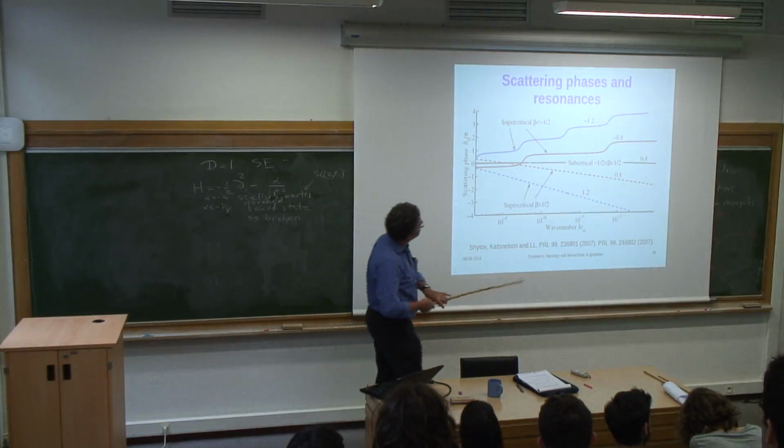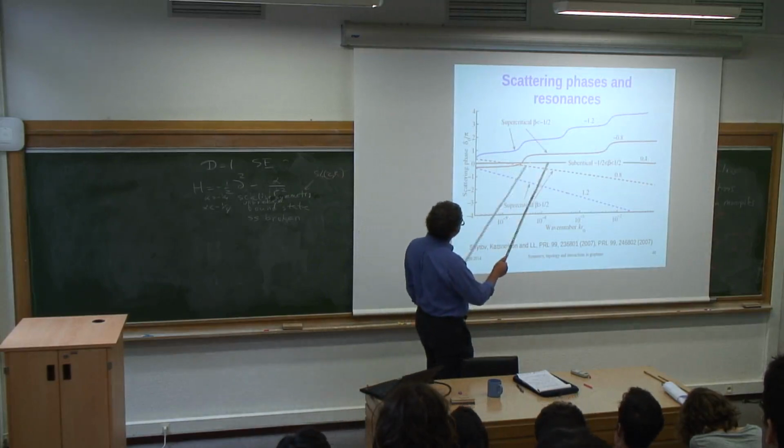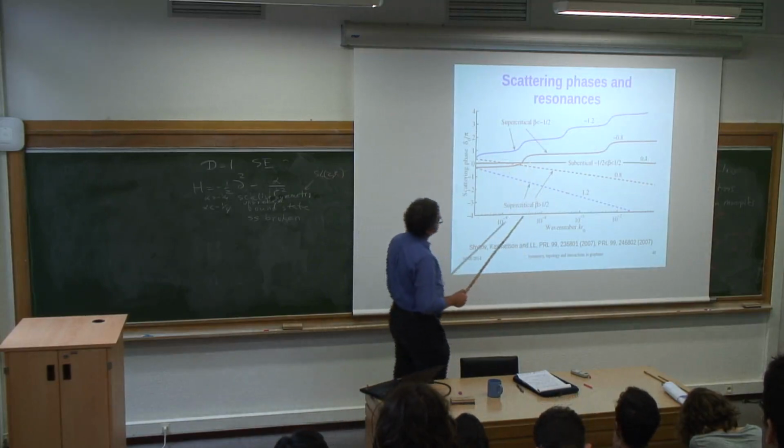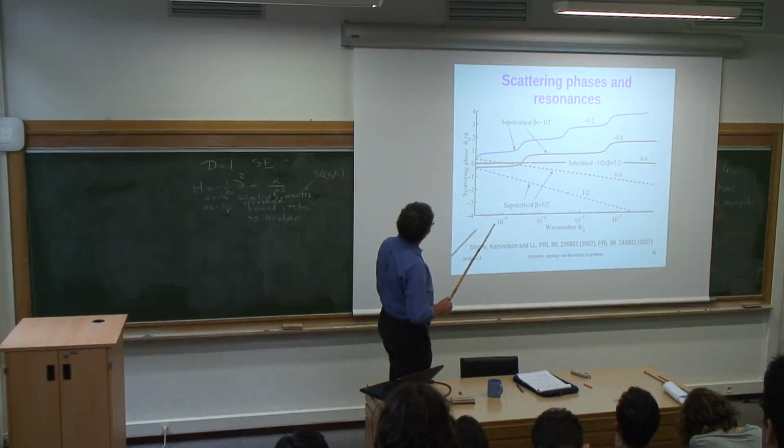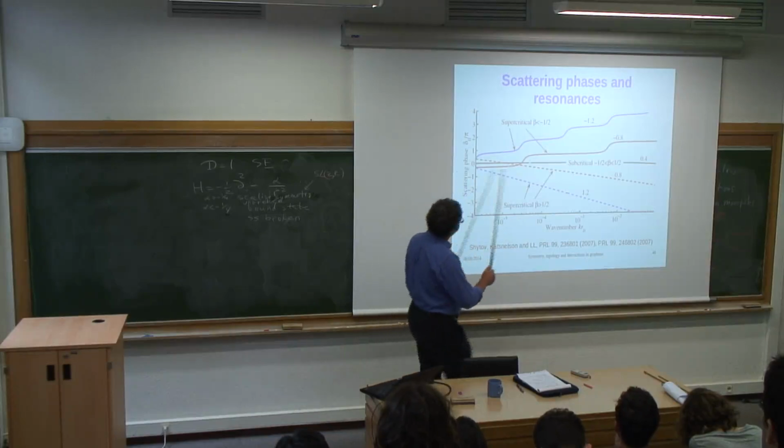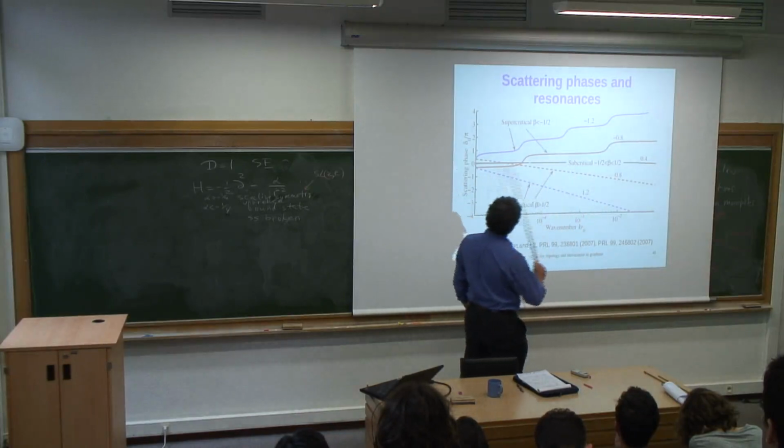So this is an example for some observables. You can take the exact solution of the Dirac equation in terms of hypergeometric functions and calculate, let's say, scattering phases, and you see that in a subcritical case there is no energy dependence.